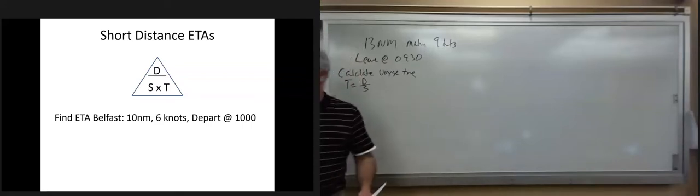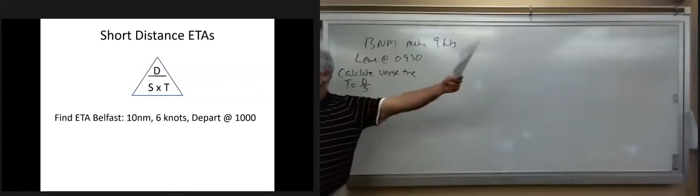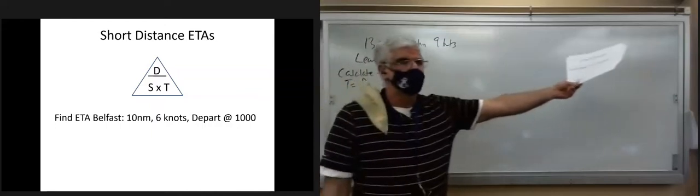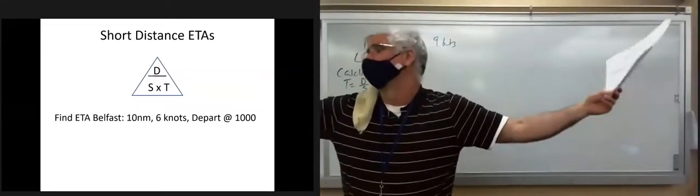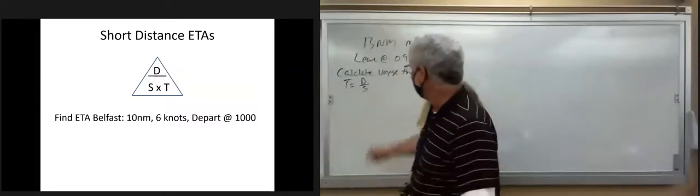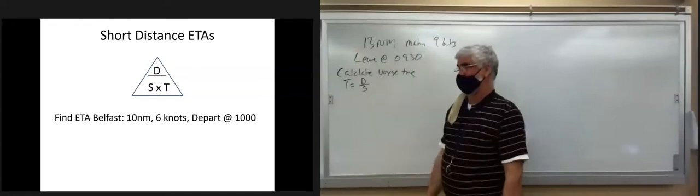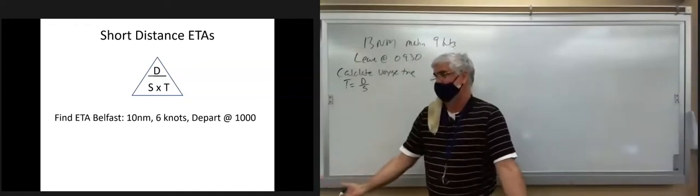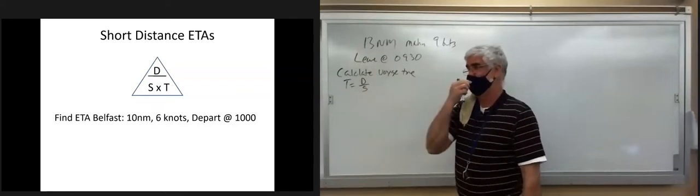Now, here's a question. Are we going to anchor along the way? Are we going to stop and get fuel? In this situation, no. But if we were, not only would we have to factor in how long it takes to go 13 miles at 9 knots, but also whether we stopped anywhere. In this case, we didn't stop anywhere, we just went.